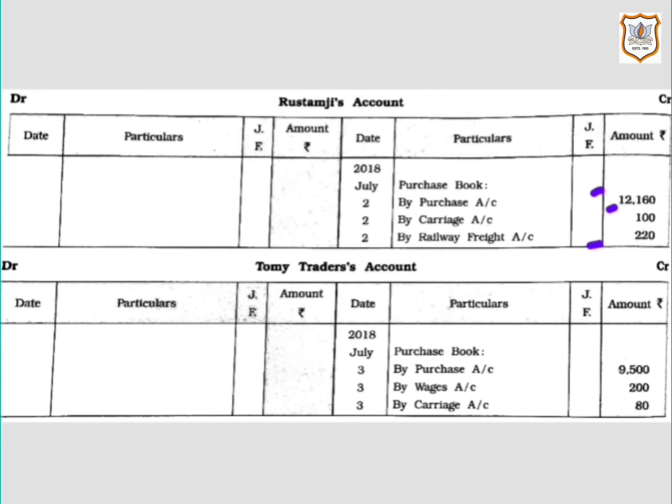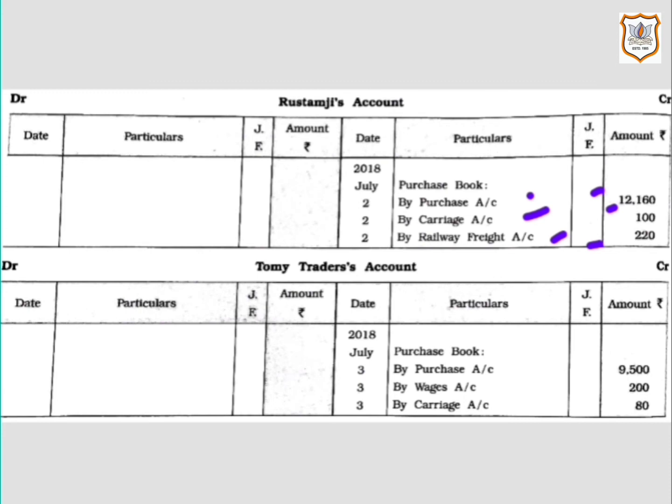So we will show it separately. We will have to mention it separately. So in particular column we will write by purchase account, by carriage account, by railway freight account. And as Rustamji is our creditor, that means liability, liability has credit balance, so we will record it on credit side to Rustamji's account. Similarly, in Tommy Traders account also, Tommy Trader is our creditor, creditor means liability, liability has credit balance, so we will record it on credit side to Tommy Traders account.